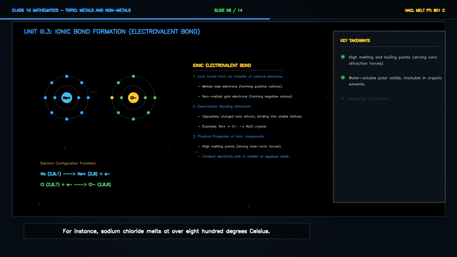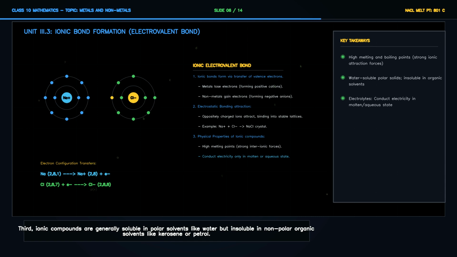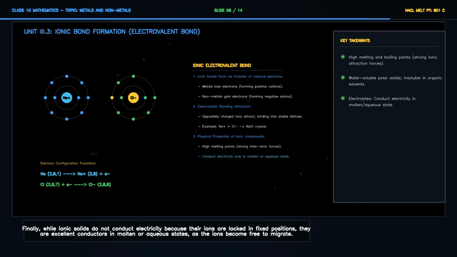Third, ionic compounds are generally soluble in polar solvents like water, but insoluble in nonpolar organic solvents like kerosene or petrol. Finally, while ionic solids do not conduct electricity because their ions are locked in fixed positions, they are excellent conductors in molten or aqueous states, as the ions become free to migrate.